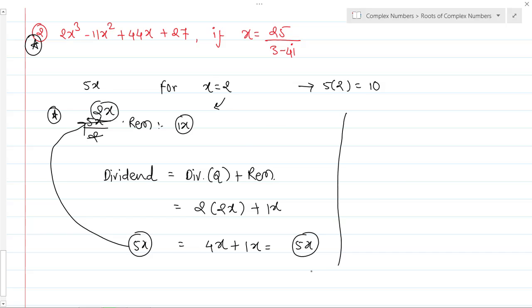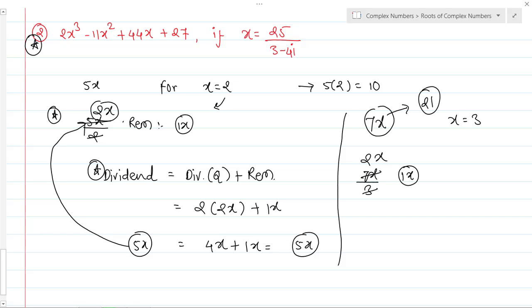Let me take another example: 7x, and I want to find its value for x equals 3. Orally, the value of 7x for x equal to 3 is 21, so 21 should be the answer. With this approach, how would you do it? 7x divided by 3: 3 times 2 is 6, so the quotient is 2x. The remainder is 1x, since 6x gets cut from 7x. So divisor 3 into quotient 2x plus remainder 1x, which is 3 times 2x is 6x plus 1x, which is nothing but 7x. That's it, boss. This is my divisor here.